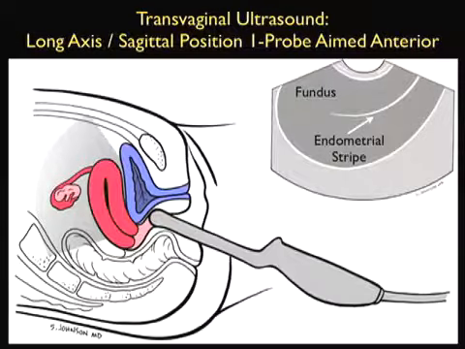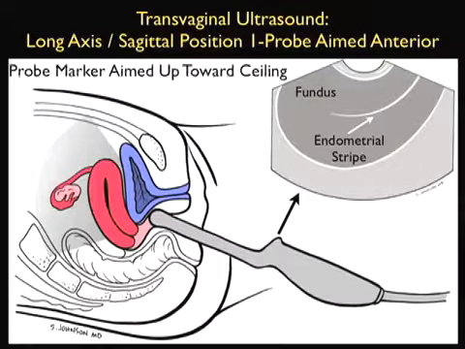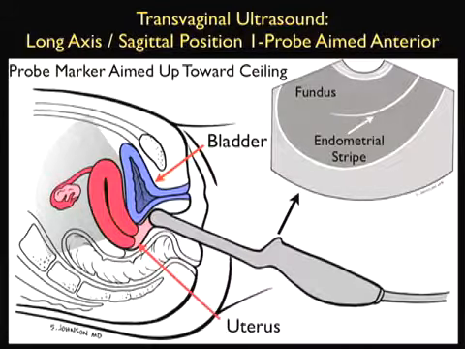Here are two illustrations showing what the anatomical structures will look like using the transvaginal approach, long axis or sagittal cut through the female pelvis. In this orientation, the probe marker here is located up towards the ceiling. Notice here that the tip of the probe is located more anteriorly to better image the fundal region or top part of the female uterus.